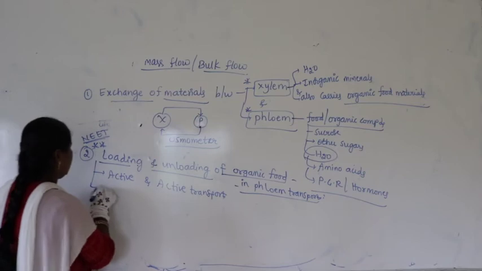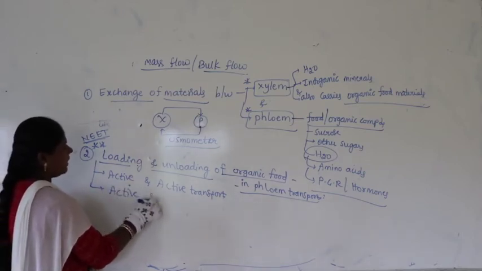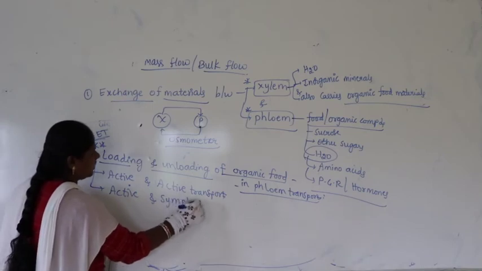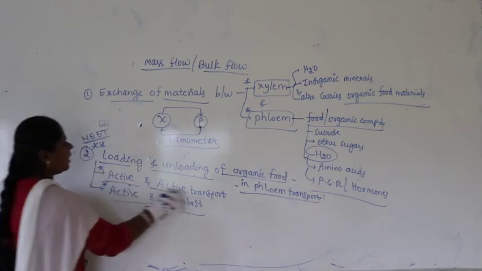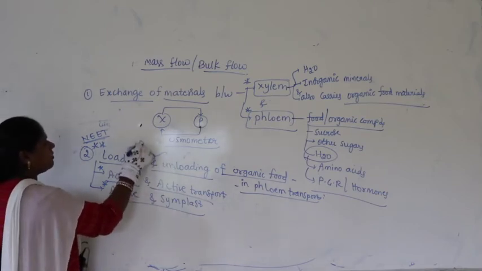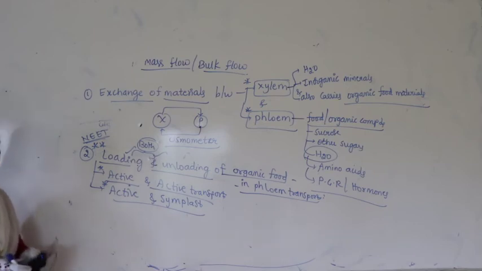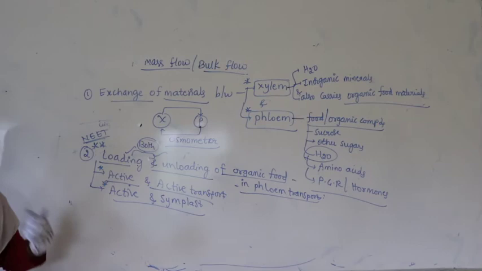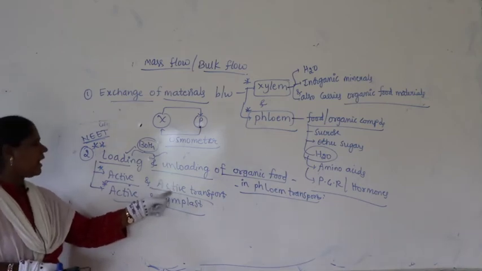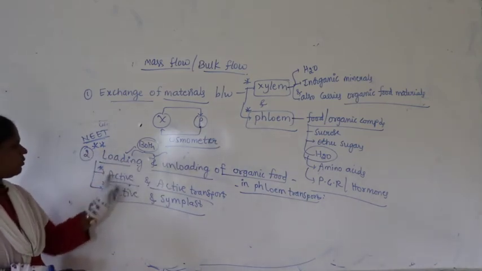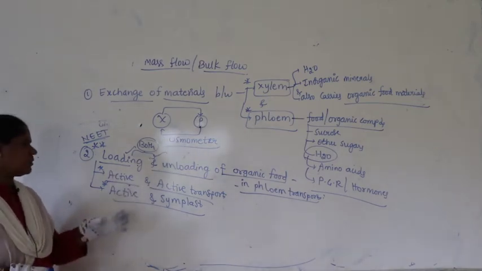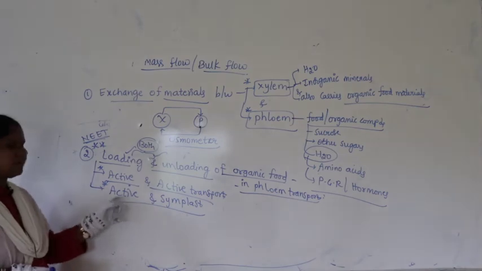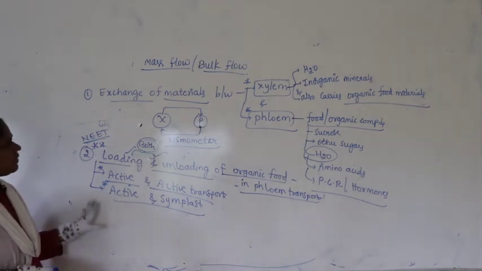Sometimes they will give you options like active and symplast, both are correct, because both loading and unloading occur by active transport. Even though we say it reaches companion cells, and from companion cells enters into sieve tube elements by diffusion, mostly in phloem transport to the stem it occurs by loading. Unloading also happens with the help of active transport. Loading and unloading, both of them occur by active transport. Simply you can write active transport, or sometimes they will give active and symplast. Right, this is one very important thing.